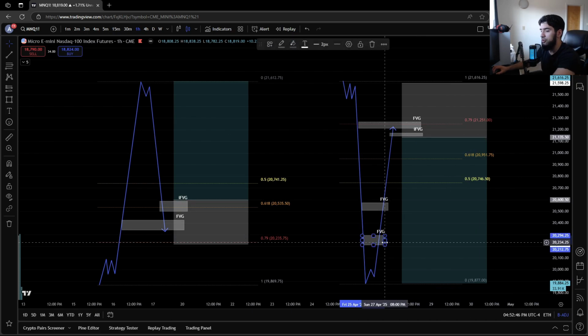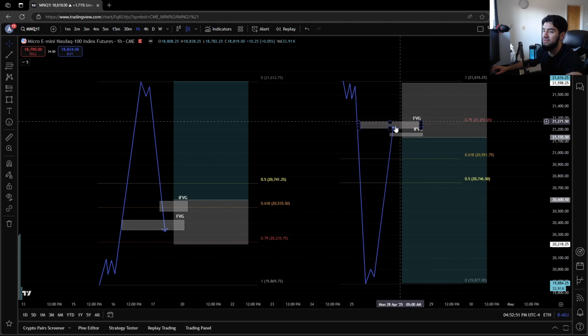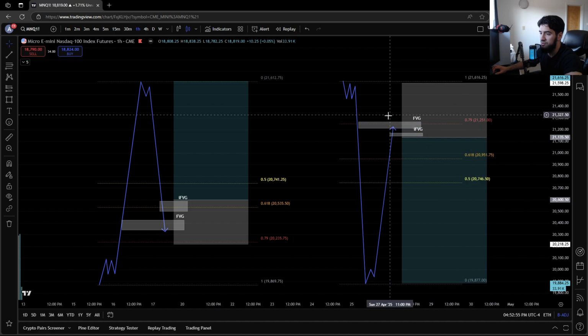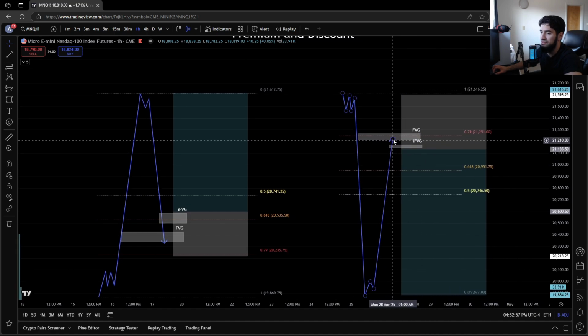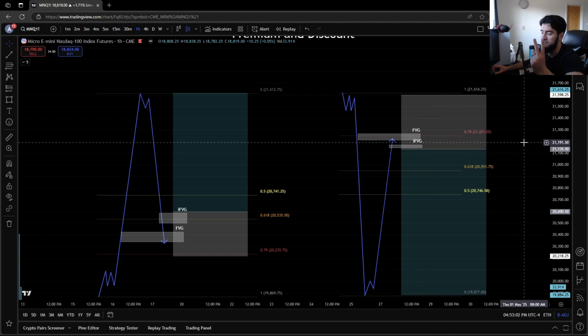So instead, ignore these fair value gaps that are very discounted, right? And instead focus on the one that's at a premium, right, for a short? So now we see that we have a fair value gap at a premium zone, right? So now we want to see price retrace back over here, right, to this premium fair value gap and this 0.79. So we have two things combined together now.